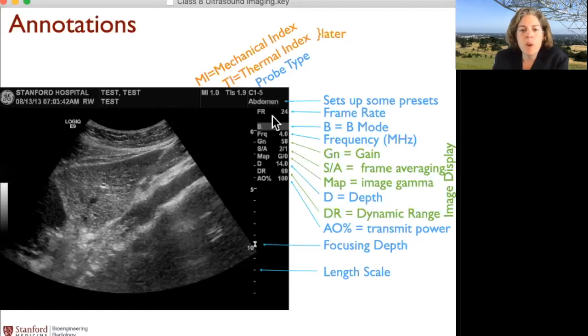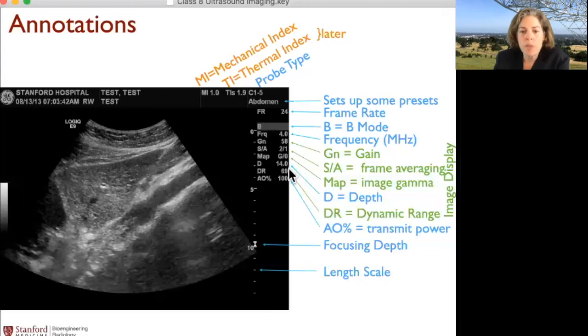Right here we have the frame rate. This is a pretty good frame rate, 24 frames a second. So as a person's breathing, and they're probably continuously breathing, the liver might be moving in and out of the scan plane, but because the frame rate is so good, each of the individual images looks pretty sharp still. There doesn't seem to be much motion blurring. It's a B mode image. We might have a chance to talk about non-B mode imaging a little bit later. Frequency, so this is much higher than for most of our therapeutic applications and higher than the transcranial applications, this one being 4 megahertz.